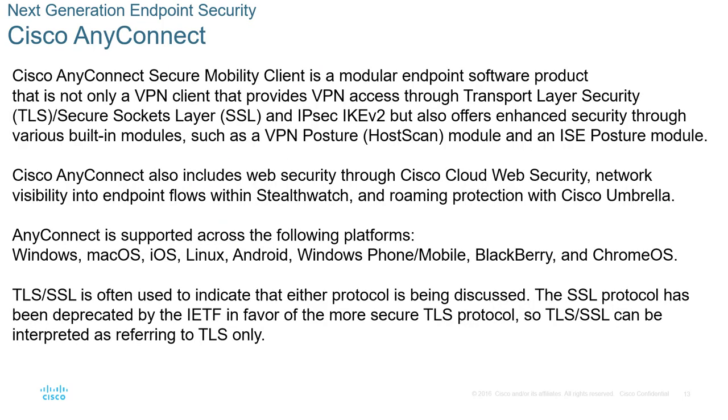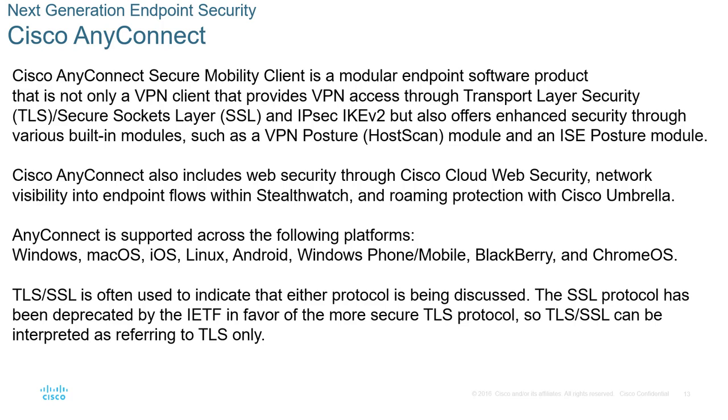So now that we've talked about some of the basic endpoint protections, we can talk about some of the technologies Cisco has, things like the Cisco AnyConnect. The AnyConnect is a mobile VPN client that normally operates either through TLS or SSL, and it uses IPsec IKE version 2, but it also offers enhanced security through various built-in modules, such as the VPN posture, host scan module, and the ISE posture module as well. Basically, AnyConnect is the SSL mobile client for Cisco VPN technologies.